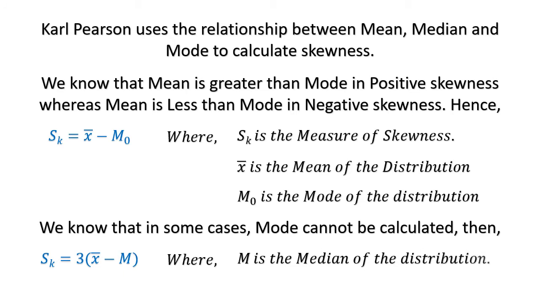So in the case where we cannot calculate mode, we can use median in the place of mode, but our formula will be 3 times the difference between mean and median. Okay, so if it is mode, it is just x bar minus mode, but if it is median, it is 3 times x bar minus median. So these are the two variations of the formula for Karl Pearson's skewness.